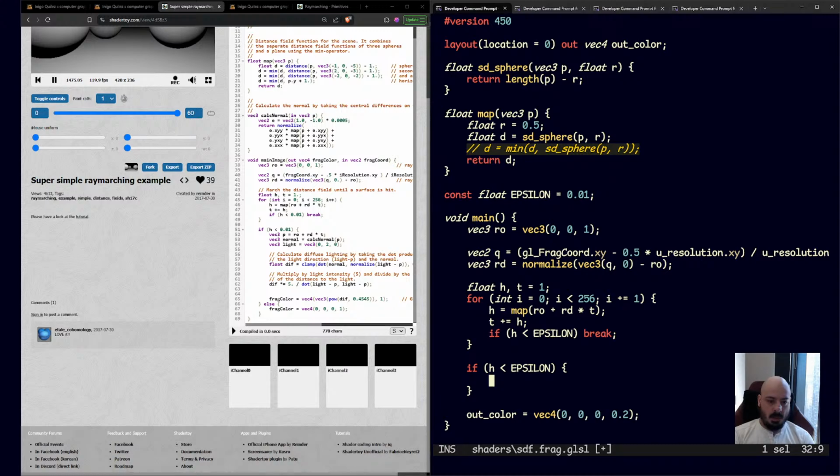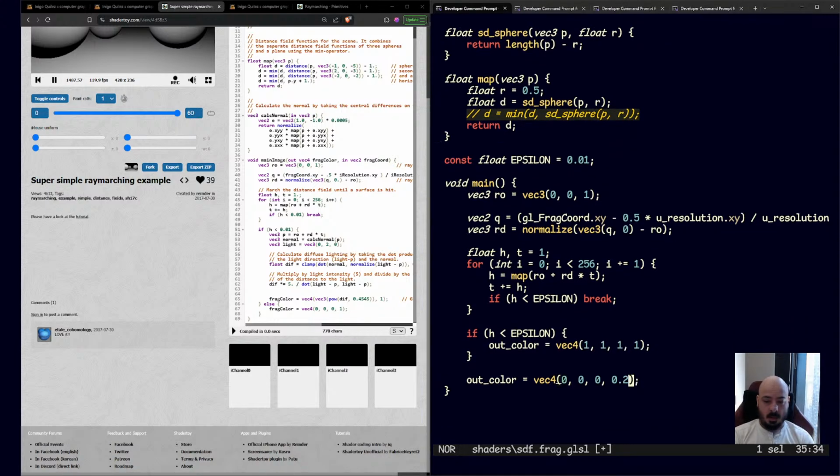So he does all the lighting stuff. I'm just going to say frag color, or out color, equals white. And then otherwise it equals black, I guess. That should work, I think.